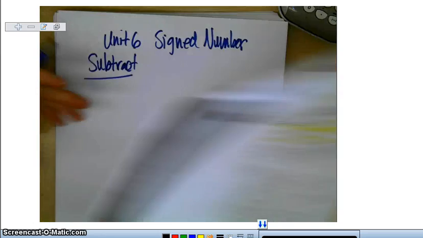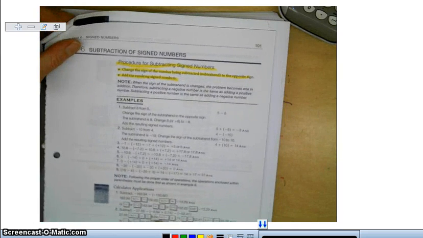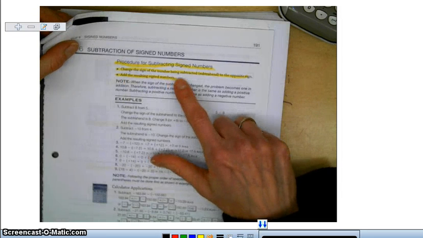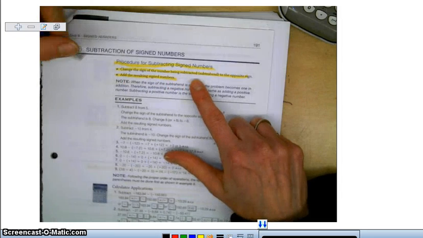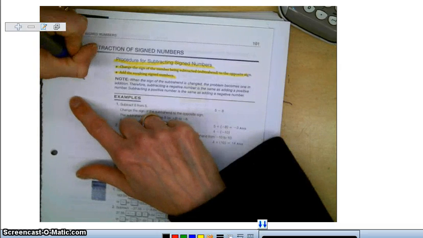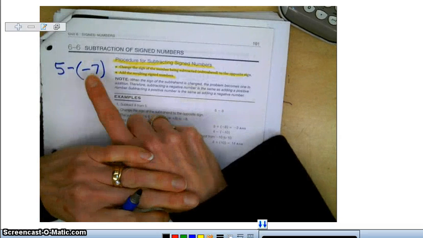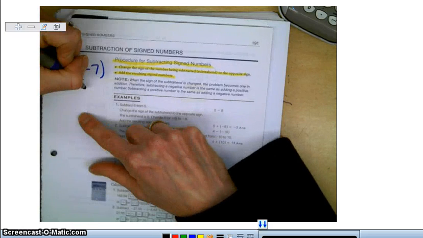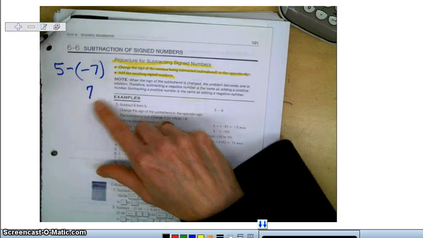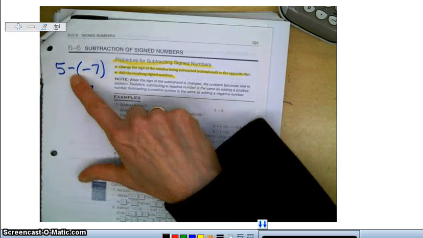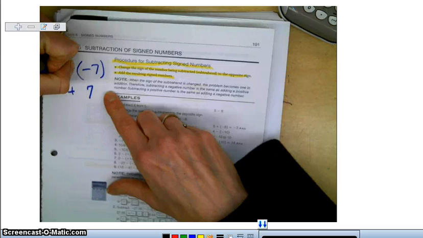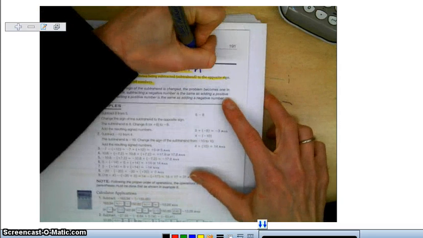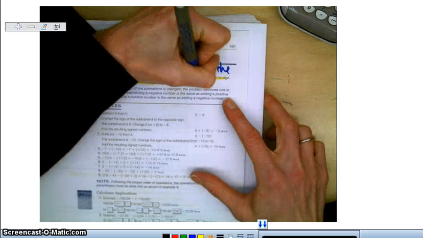So the procedure for subtracting signed numbers is on page 191. It says, change the sign of the number being subtracted, which is the second number. So if I have 5 minus negative 7, I change the sign of the number being subtracted. That's a negative 7, so I change it to positive 7. And it says add the resulting signed number, so the minus becomes plus. I always say the procedure for subtracting signed numbers is to add the opposite.